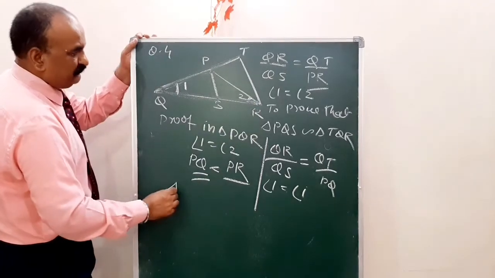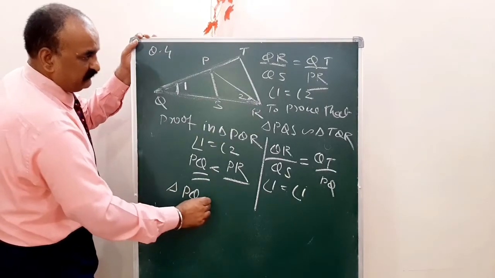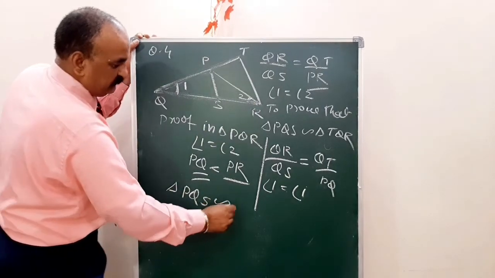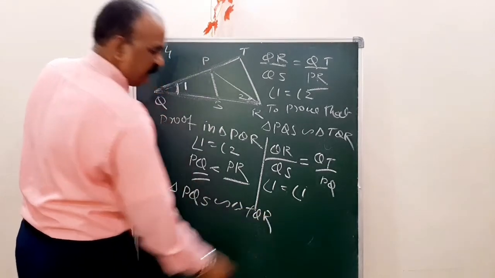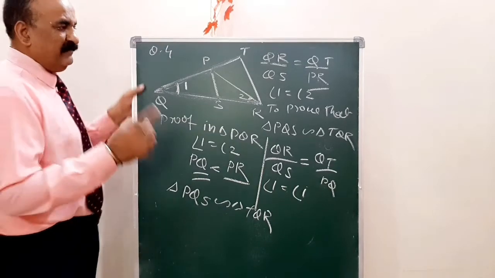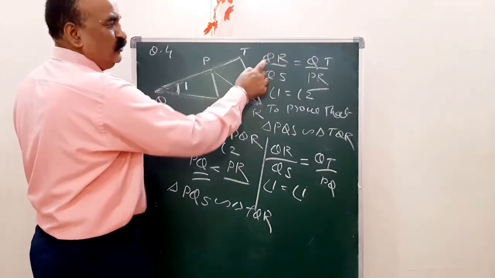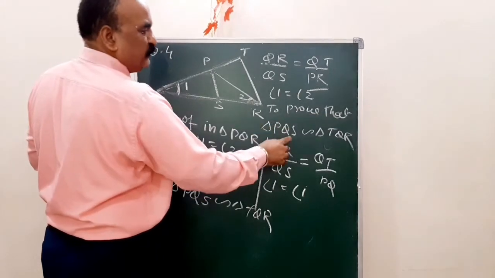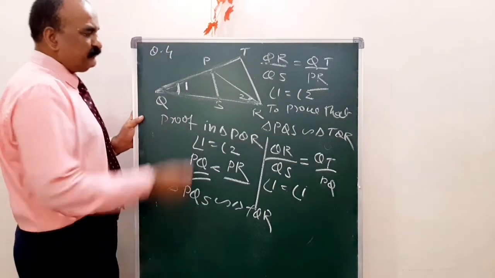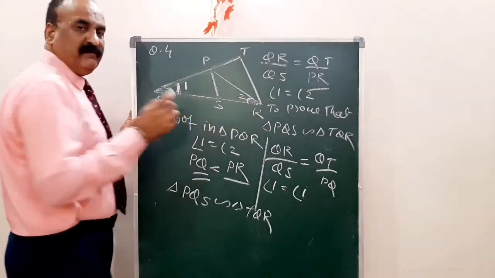The triangle PQS is similar to triangle TQR. Clear? Again I want to tell you, this is given to you. Angle 1 equal to angle 2 is given. To prove that triangle PQS is similar to triangle TQR, angle 1 is equal to angle 2, given to you.